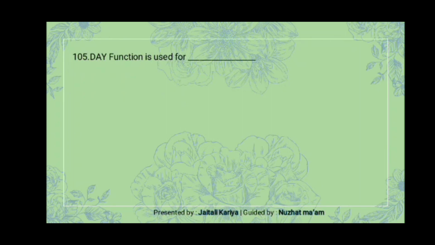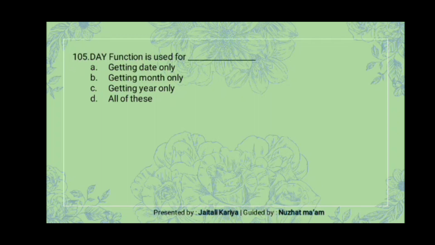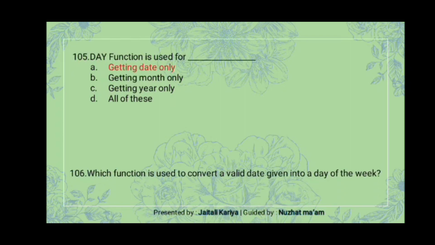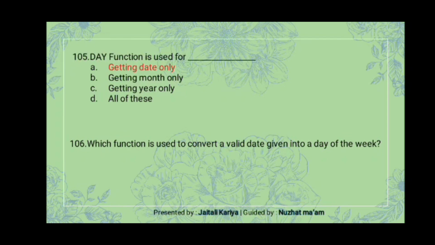105. Day function is used for dash. A getting date only, B getting month only, C getting year only and D all of this. The correct answer is A, that is getting date only. 106. Which function is used to convert a valid date given into a day of the week? A weekday, B today, C date and D day. The correct answer is A, that is weekday.